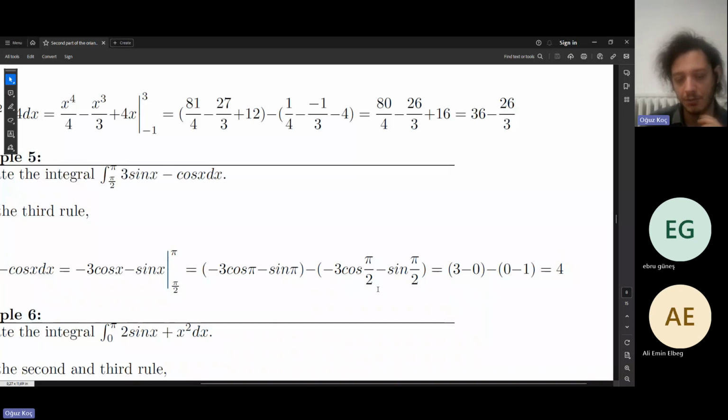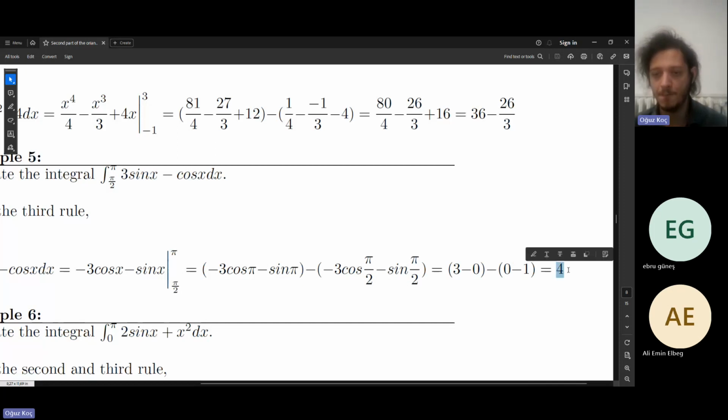And then for the lower limit, we have cos 90 degrees, which is equal to 0, and we have sin 90 degrees, which is equal to 1, just 1, and we have a minus here, therefore it becomes minus 1. And finally, when we sum them up and simplify it, it becomes 4.